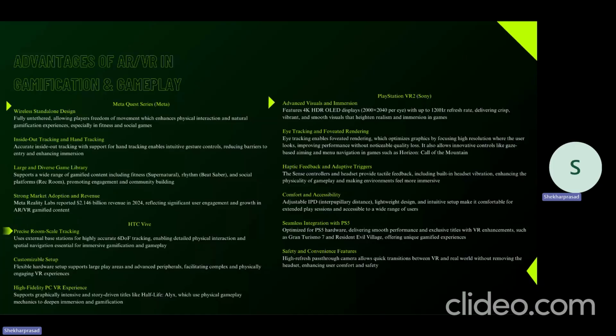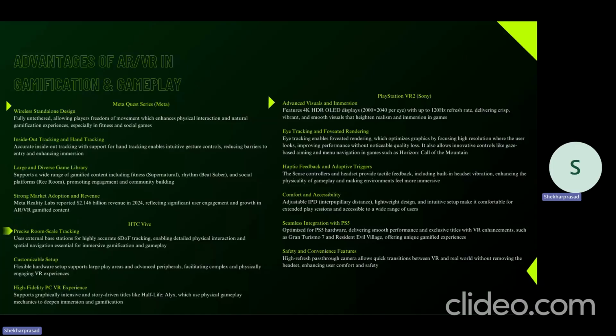Next, the HTC Vive excels in precise room-scale tracking via external base stations, delivering sub-millimeter accuracy for detailed physical gameplay and spatial navigation. Its modular hardware lets you expand your play area or plug in advanced peripherals, ideal for complex simulations or multiplayer escape rooms. And because it's PC powered, the Vive can run graphically intensive, story-driven titles like Half-Life: Alyx, where every physical action, ducking, reloading, swinging, deepens immersion and gamified challenge.